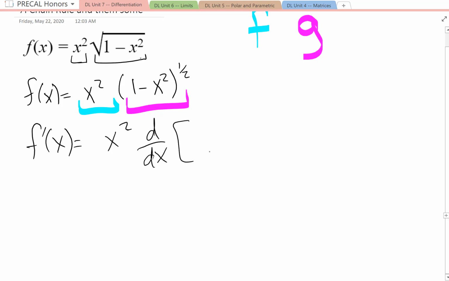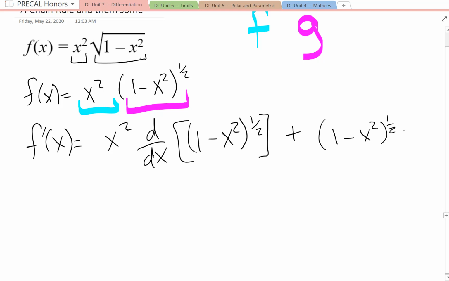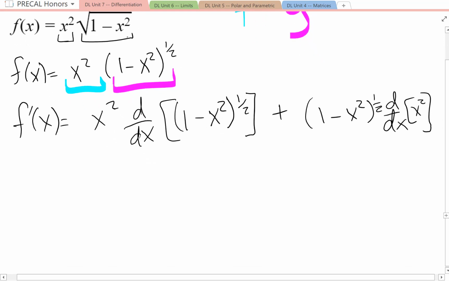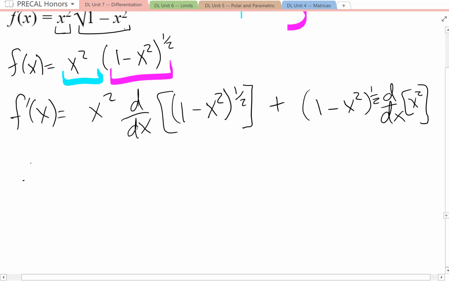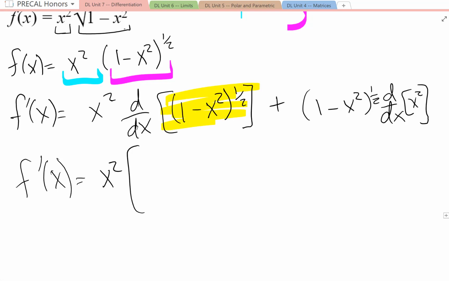F times the derivative of the g function, which will, in our next step, require the chain rule, plus g df, x squared. F prime of x squared times, okay, the derivative of this piece right here requires the chain rule.